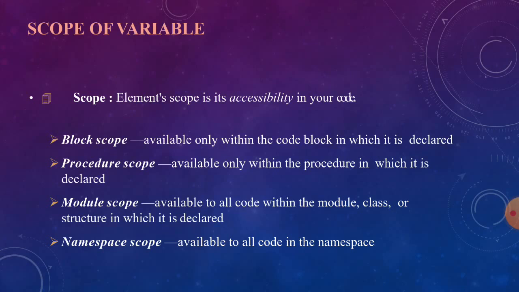Next is the namespace scope. This namespace scope is available to all code in the namespace. In a particular place only, that particular variable will be available. So that is the scope of a variable. The variable can be present in four scopes: block, procedure, module and namespace scope.